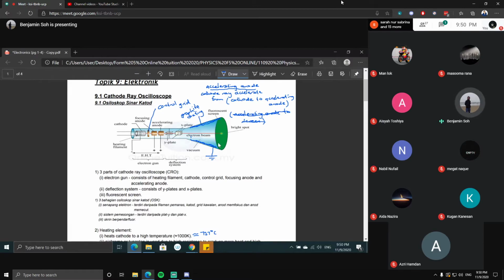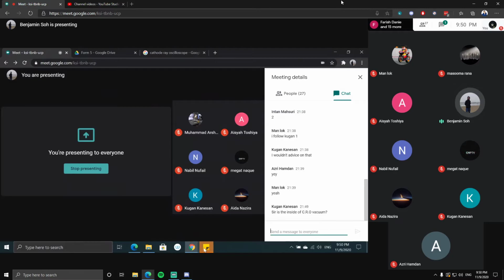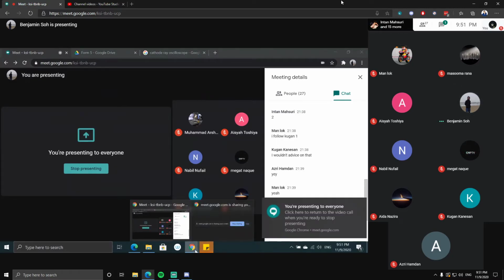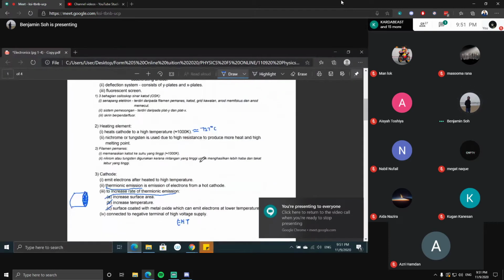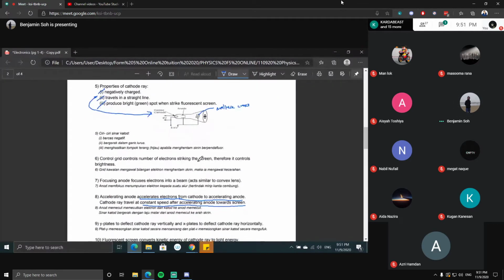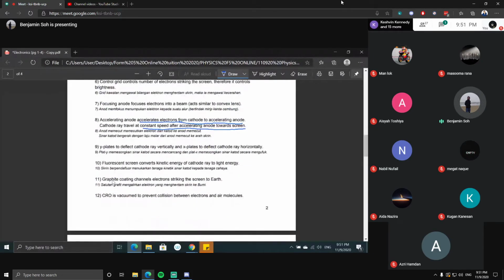It's a conducting material. So they will conduct the electrons to the earth. Understand? Those that already struck the screen go to the earth. They cannot collect there in large numbers. Otherwise the screen will have too many electrons and everything will become bright. Therefore, they must have that earth wire and also the graphite coating to channel the electrons to the earth. Graphite coating channels electrons striking the screen to earth.